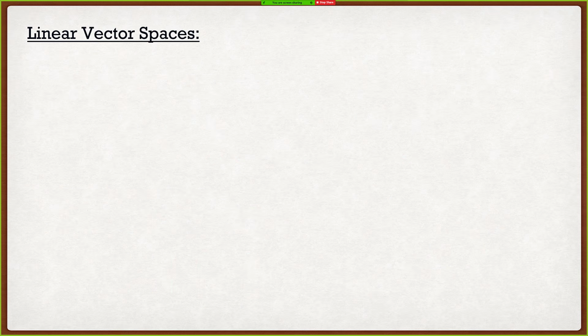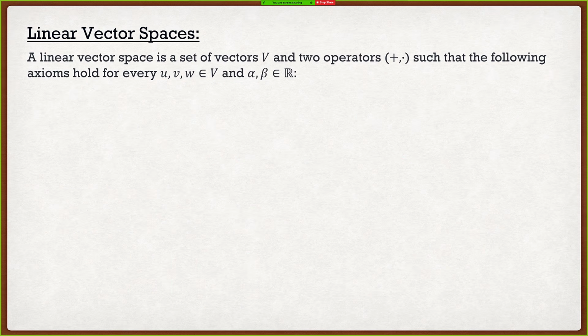So now let's talk about linear vector spaces. A linear vector space is a set of vectors with two operations such that these axioms hold for any u, v, and w that are vectors, as well as any alpha and beta that are scalars. The first one is if I were to take a vector u and add it to a vector v in this linear vector space, my resultant vector will also be a part of that vector space. So this one right there is actually going to be very important.